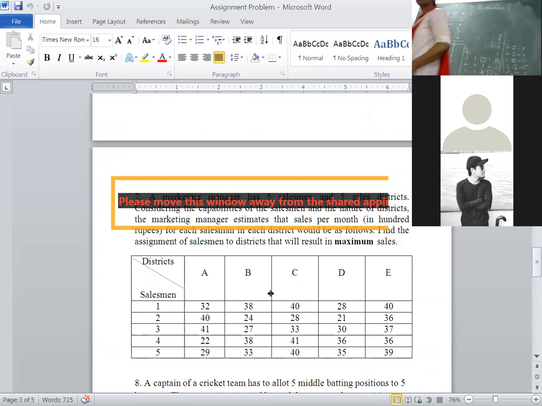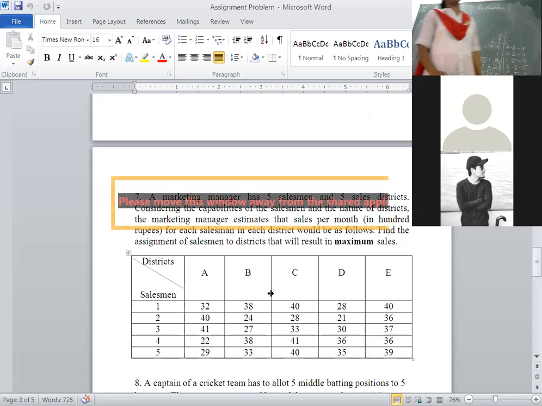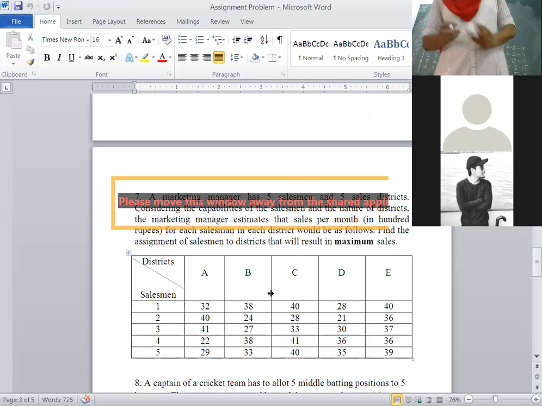Read the problem. A marketing manager, that problem. Here they have clearly mentioned, in the last line, if you observe, find the assignment of salesmen to districts that will result in maximum sale. I have highlighted it. That means from the problem, we know that the given problem is of maximization. Only one extra step we have to follow here.